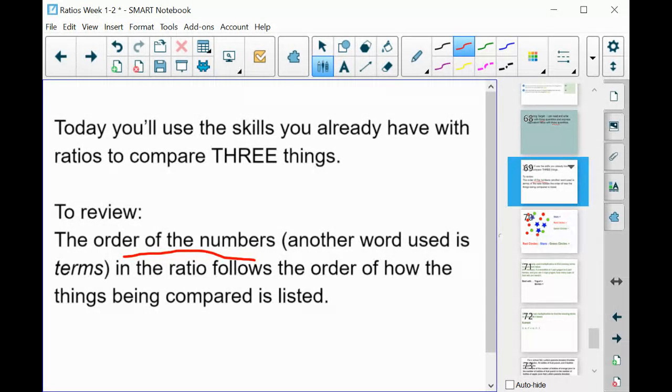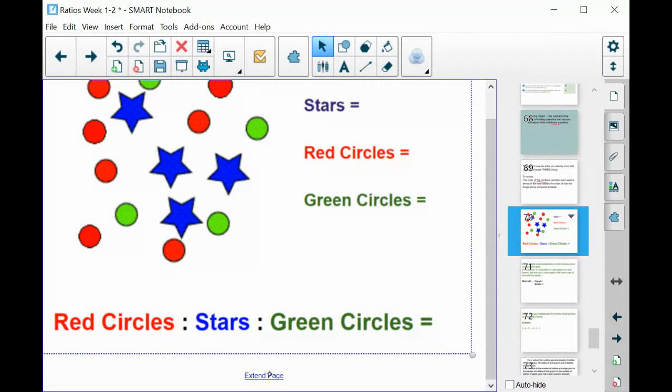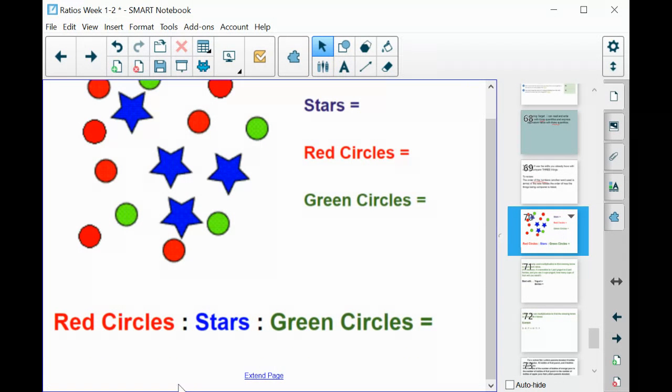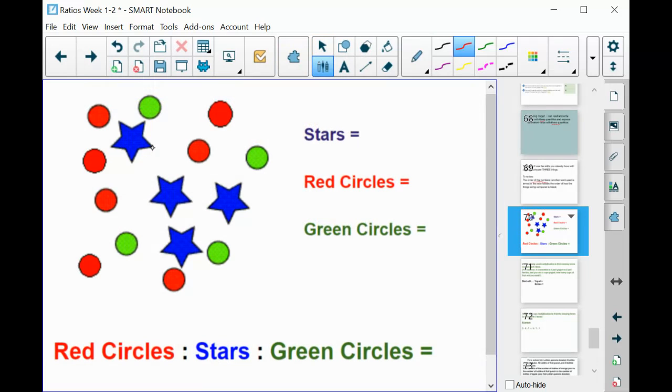Okay, first problem we're going to do is an example with a visual. So we're just going to work on coming up with a ratio comparing the number of red circles to stars to green circles. So first thing we're going to do is just look at the number of stars. I count 4. The number of red circles, I'm going to group these three together. 2 more is 5, 6, 7. And green circles, I also see 4.